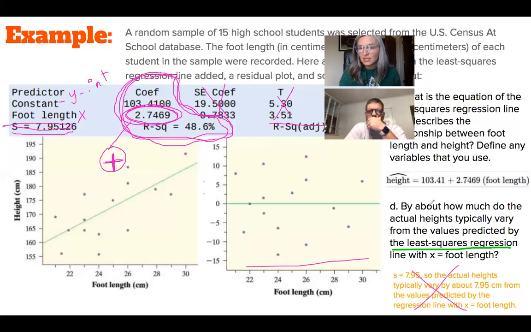Now, if it just said, by how much do the actual heights typically vary, then that's your standard deviation. So be careful of the wording there. Obviously, I wasn't careful of my own wording, because I should have given R squared.